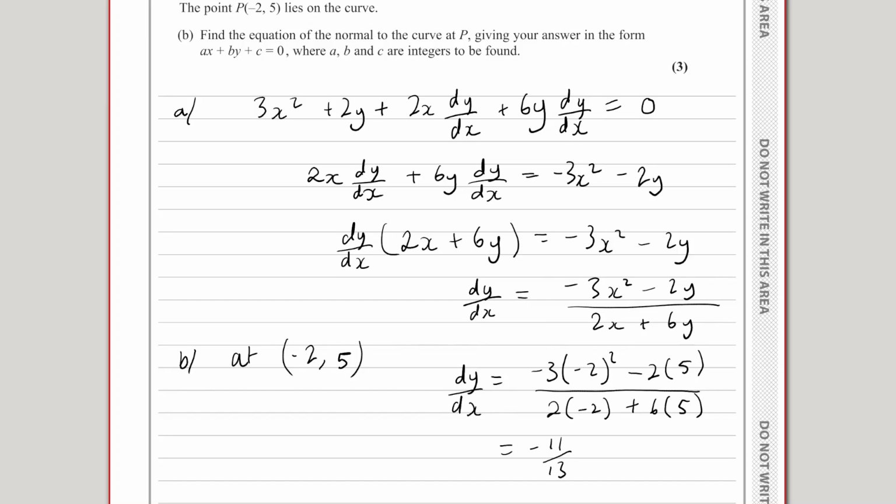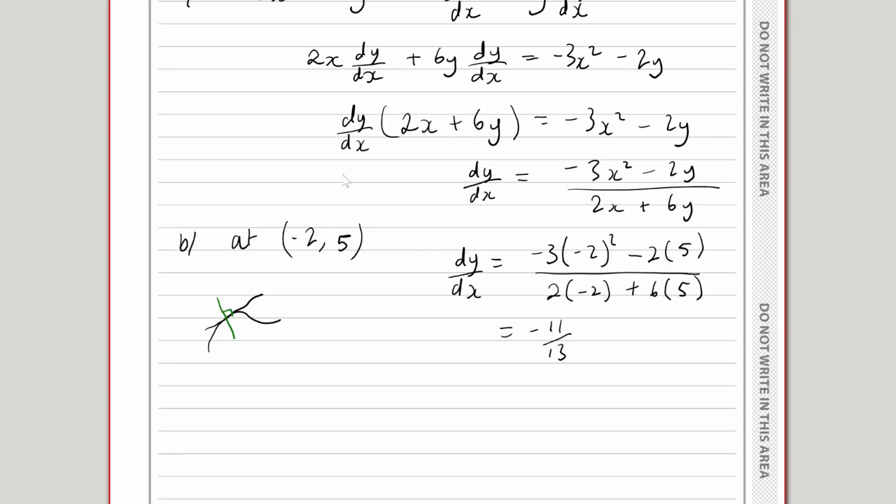We want the equation of the normal. So we don't want a tangent. We don't want the same gradient. So the normal is perpendicular. So we need to flip and change the sign, do the negative reciprocal of that gradient, which would be 13/11. And we know it goes through (-2, 5).